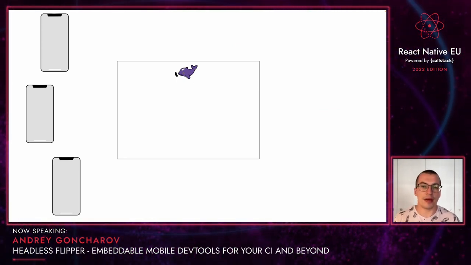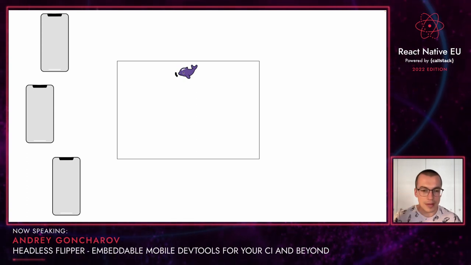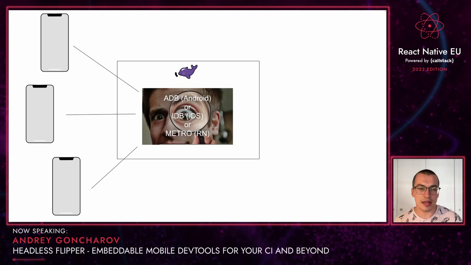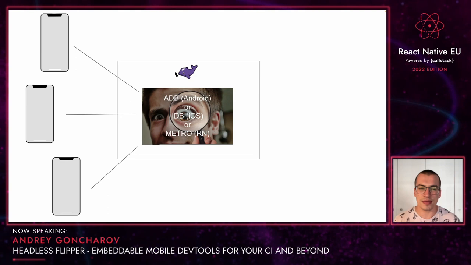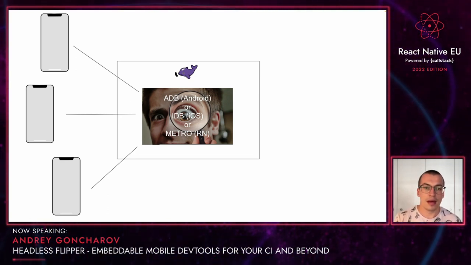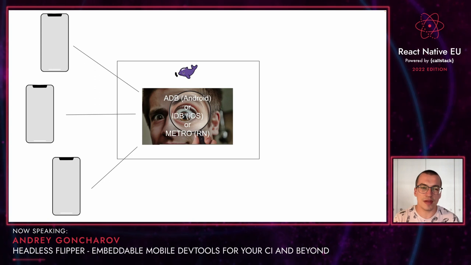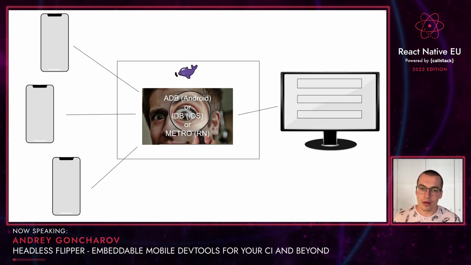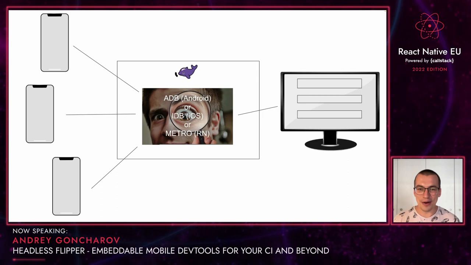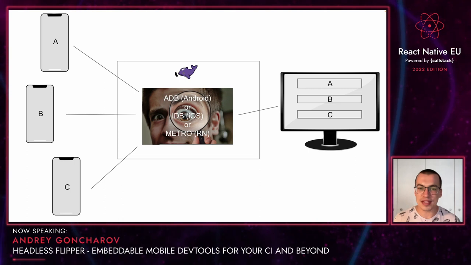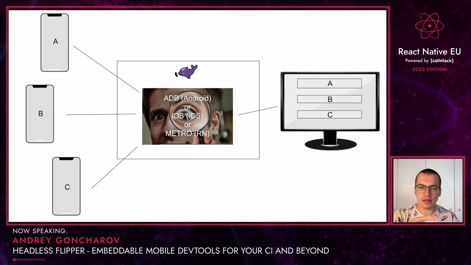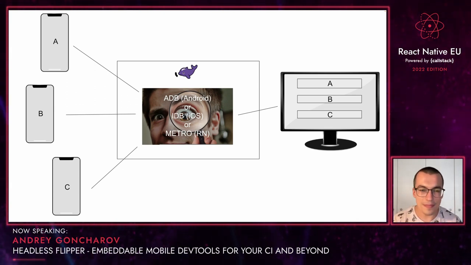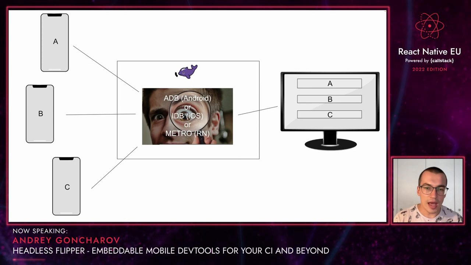Say we have Flipper and some mobile phones, 1, 2, 3. Flipper starts ADB for Android, IDB for iOS, or Metro for React Native to discover all these devices. And once it discovers them, it displays them in some hopefully nice UI. For clarity, let's name them ABC on the left, ABC on the right. Hopefully left and right still in the same place for you. So yeah, we have all these devices.